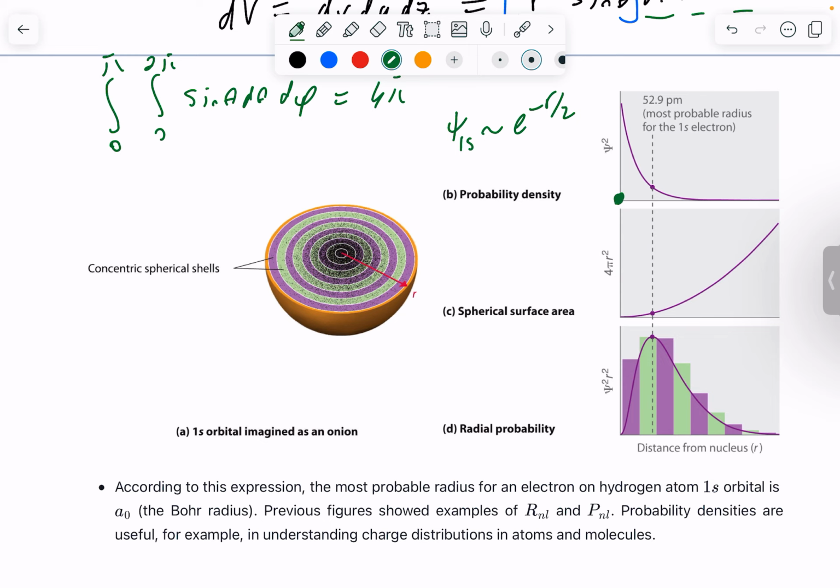Now, if we account for this volume element, which you see grows with r, and the wave function decays with r, you multiply these two together, then you get the correct answer: the most likely position to find the electron is somewhere in between infinity and right at the center of the nucleus. And here you see the histogram. You can think of it as experimental data, right?